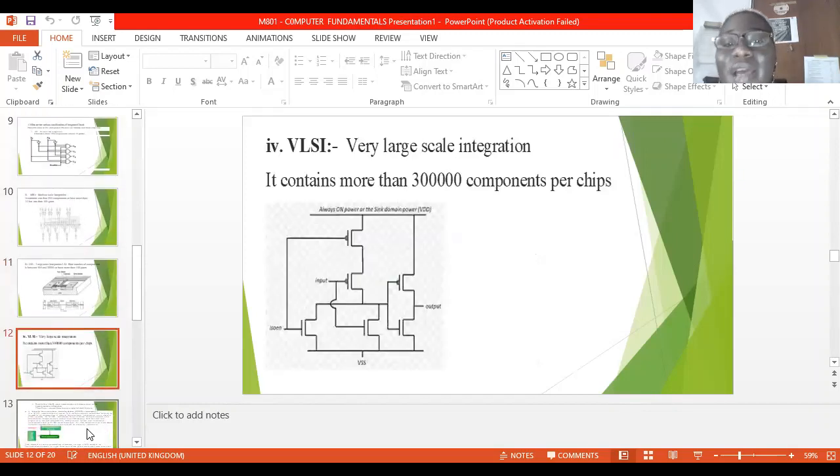We also have the very large-scale integration, which contains more than 30,000 components per chip.